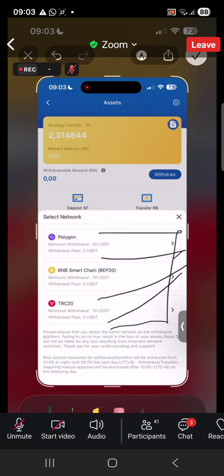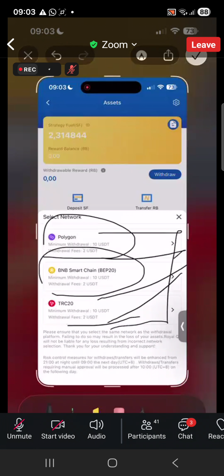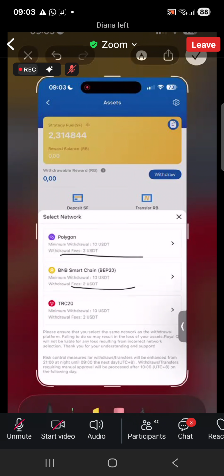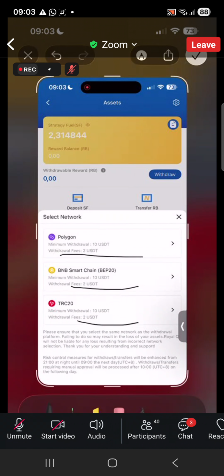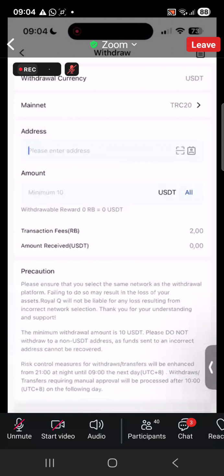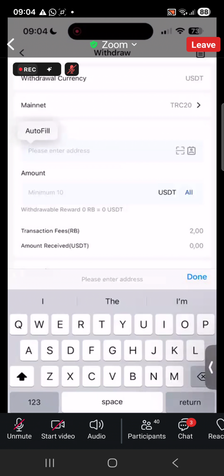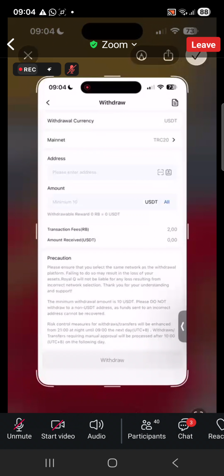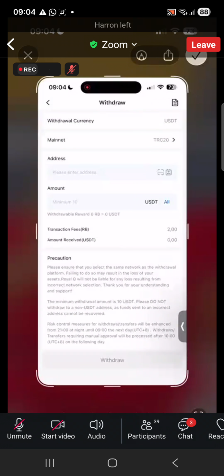The exchange you are sending the money to, is it having Polygon network? Is it having BEP20 network or TRC20? You can use any. Why? Because they are all charging the same fees. Withdrawal fee 2 USDT. Minimum withdrawal 10 for each. So you tap on it, then you paste the address, then you type the amount, then you tap on withdraw. But you need to get the transaction password. Without that, you can't make withdrawals.